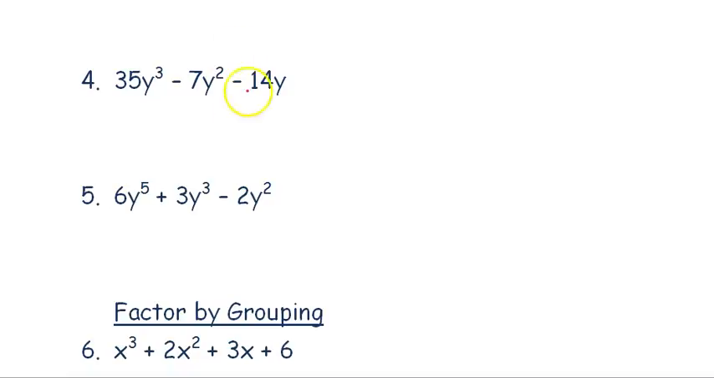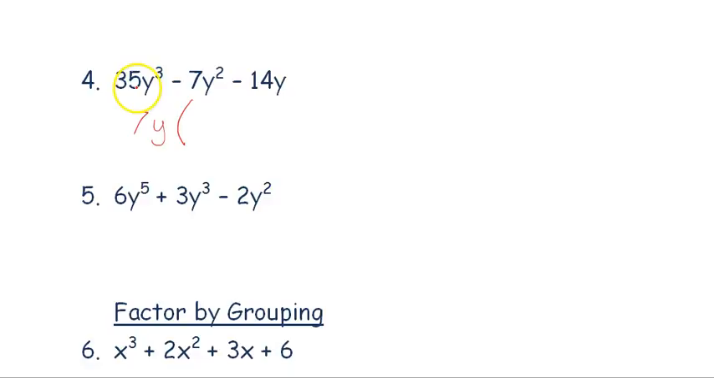Okay, next 2 examples. Looking at number 4, you have 35, 7, and 14. So the biggest number that's going to go into each one of those is 7. And then again, I do have y's in all the pieces this time, so I can take y out. And the exponents are 3 and 2 and an understood 1. So that'll be the smallest. So I can just take 1 y out.